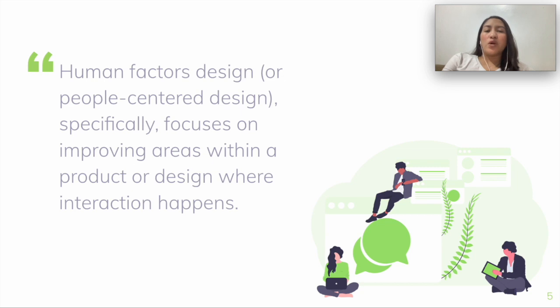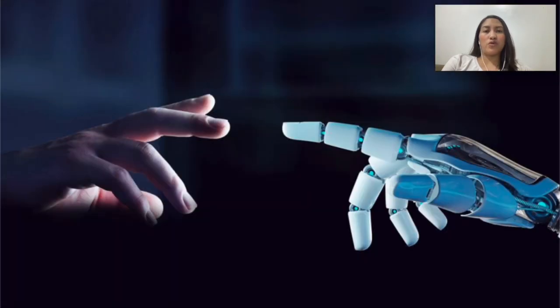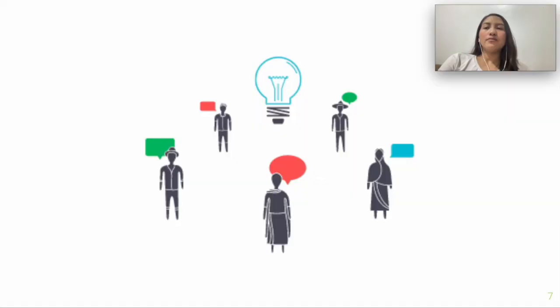Human factors design or people-centered design specifically focuses on improving areas within a product or design where interaction happens. Examples include when you use a touchscreen smartphone and when you perform tasks on your desktop computer. The goal is to reduce the number of mistakes that users make and produce more comfortable interactions with a product. Human factors design is about understanding human capabilities and limitations and then applying this knowledge to product design. It is also a combination of many disciplines, including psychology, sociology, engineering, and industrial design.